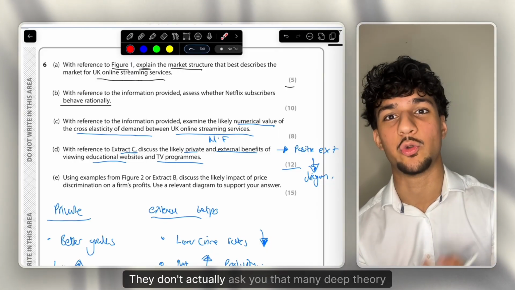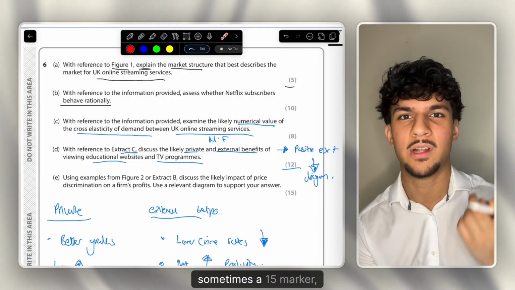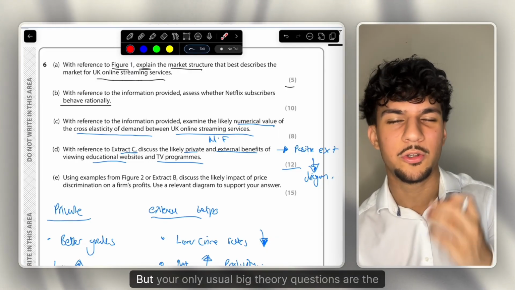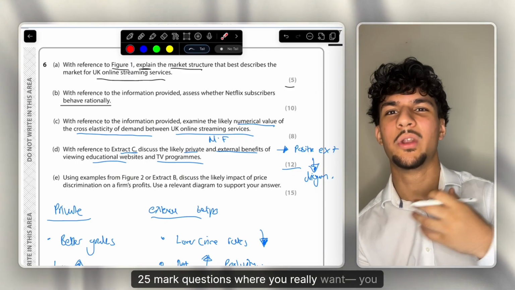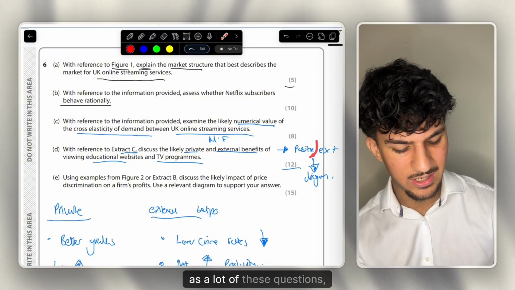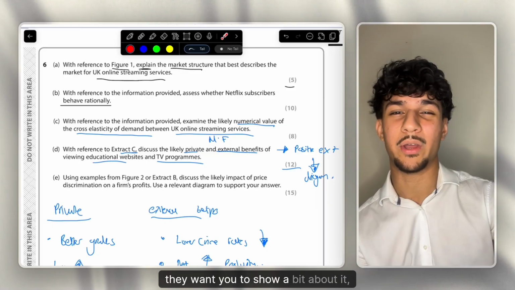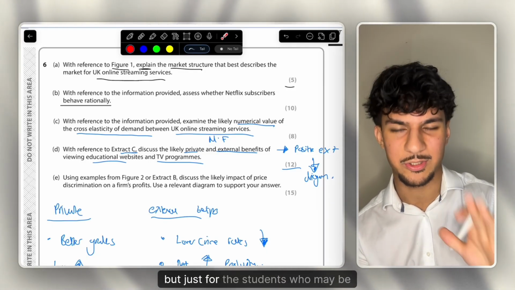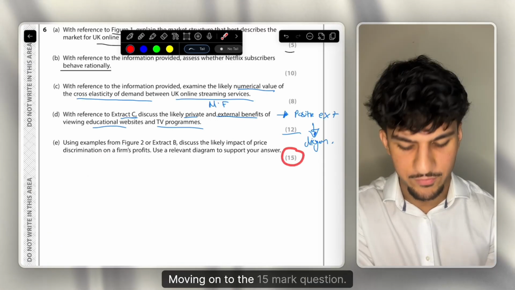They don't actually ask you that many deep theory questions, besides sometimes a 15 marker. Sometimes it's actually quite a good theory question. But your only usual big theory questions are the 25 mark questions, where you really can show the examiner how much you know about economics. A lot of these questions literally just scratch the surface. They want you to show a bit about it, but you don't really need that much. And it annoys a lot of students, but just for the students who may be thinking that, don't worry and you'll be fine. Moving on to the 15 mark question.